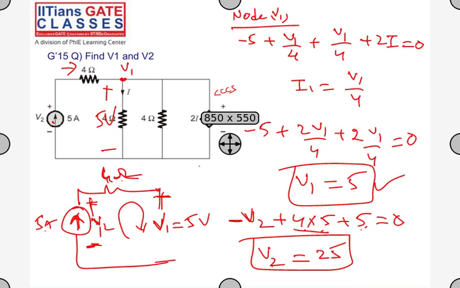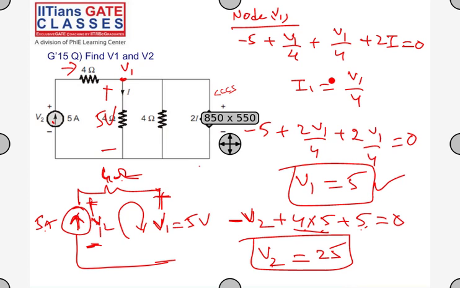Shall I repeat the whole thing? Okay, the whole thing. Look at node V1 and tell me the node equation. The leaving current is minus 5 amperes plus V1 by 4 plus V1 by 4 plus 2I, where this is a current source and its value is 2I, equal to 0. And again, what is I? I is nothing but V1 by 4. This is I, not I1.